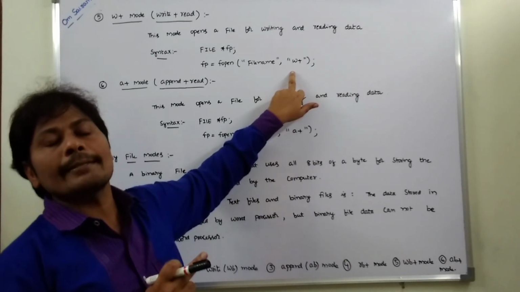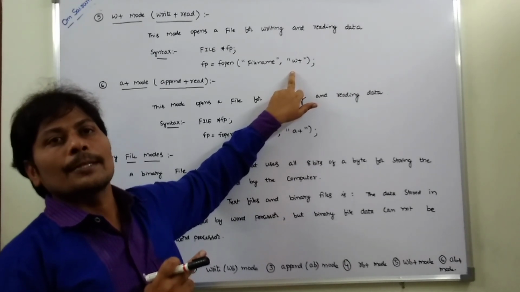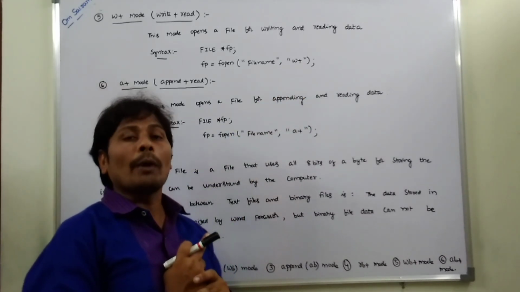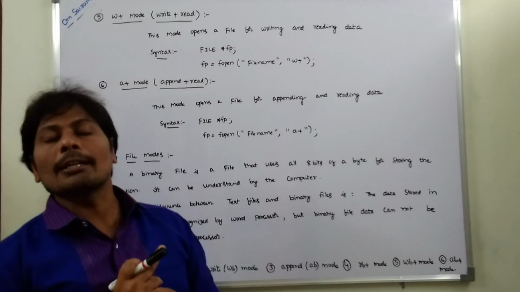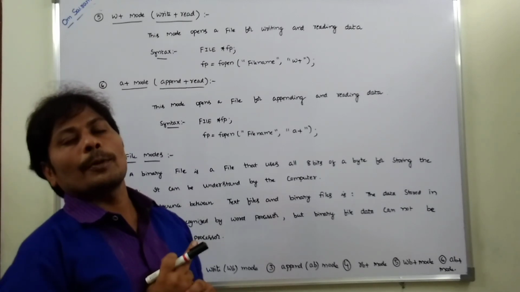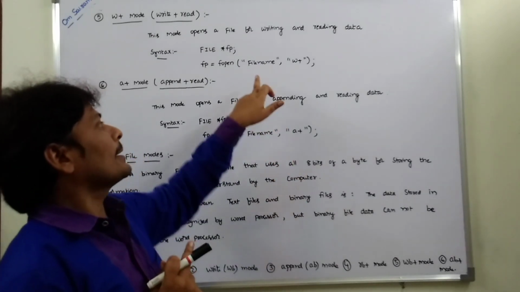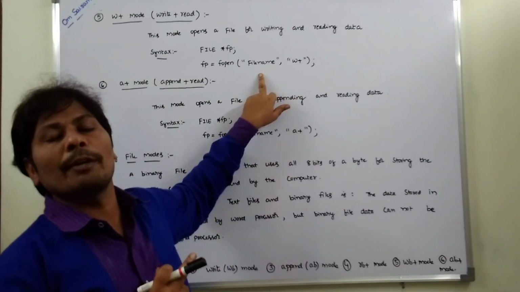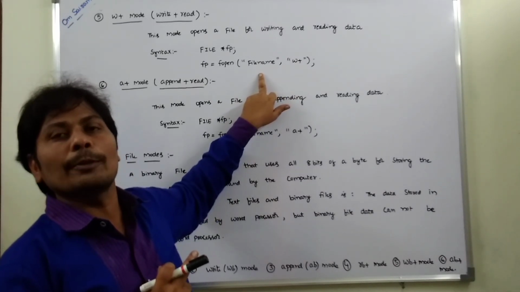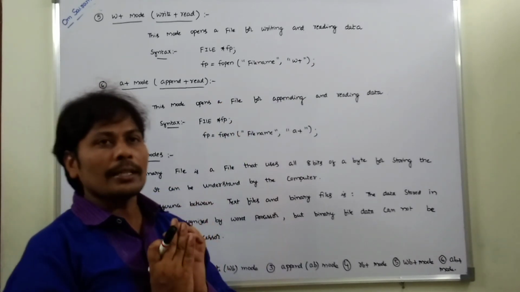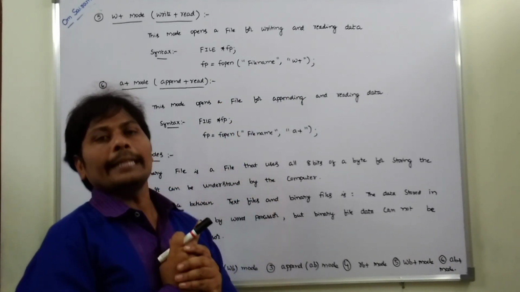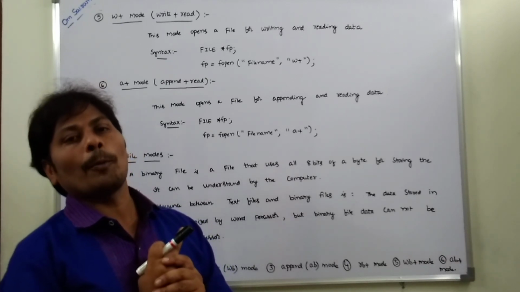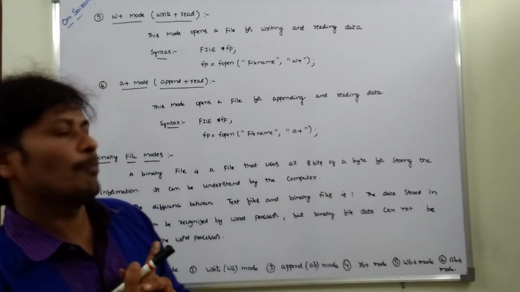If the file already exists, the contents of the file are overwritten. If the file does not exist, a file is created with this name, and whatever information we want to enter into the file is loaded. Then again we perform the read operation on the file.